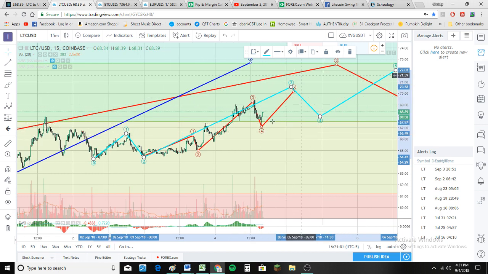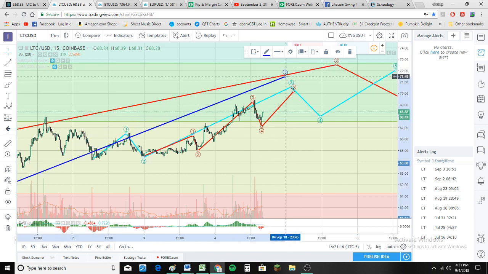But I think we head up from here, regardless of whether we have an ABC and we're finishing the fifth wave of the ABC, or this is a 1, 2, 3 and we got a really bullish count. So we'll talk more about that bull and bear scenario as this plays out, as we focus.